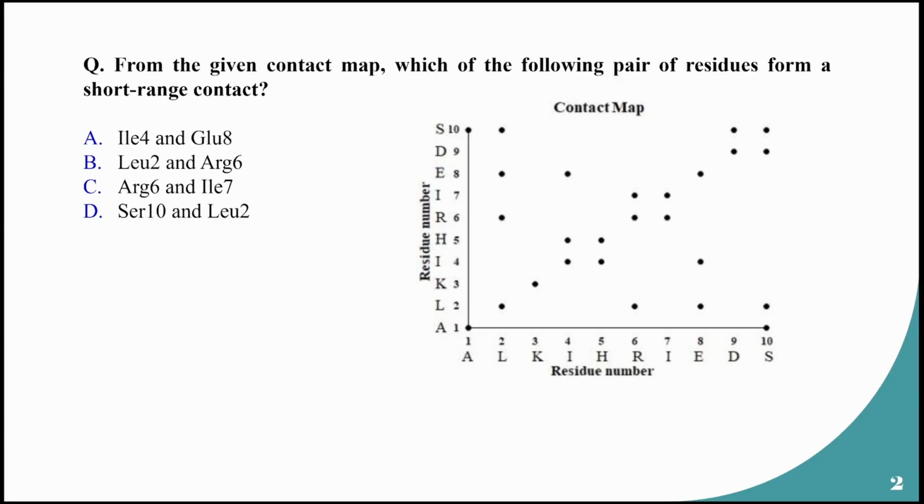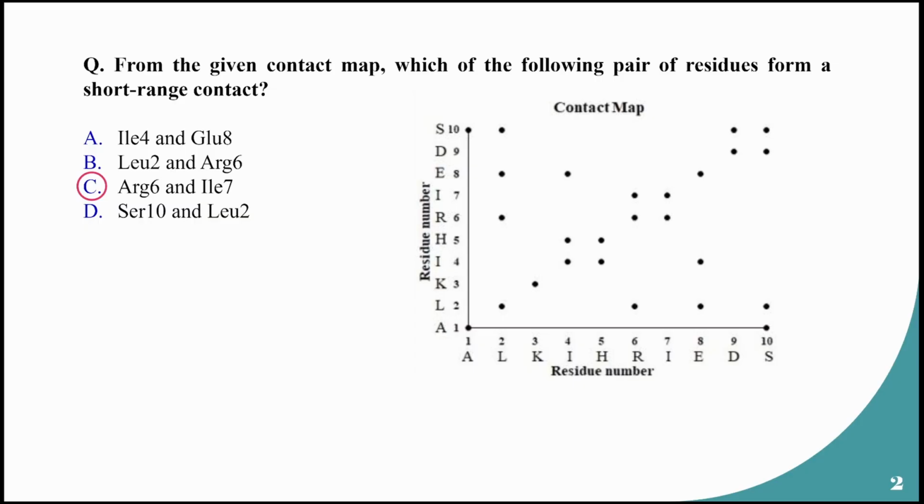So that's why it's sometimes important that you look at not only the short range context but also the long range context and whatever interactions they are forming, right? So for example, here we can see that arginine 6 and isoleucine 7, those two are situated very closely together here, and that's how we can say that they are forming a short range contact.